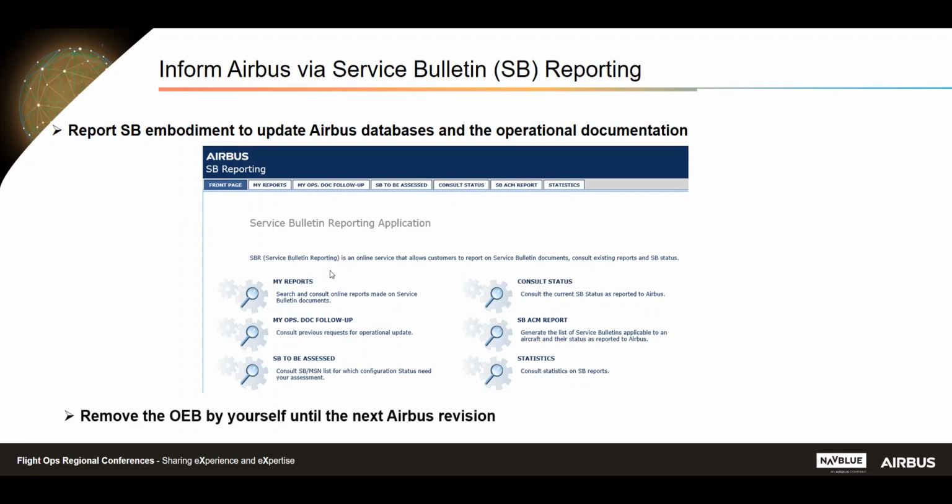Please note that depending on your revision cycle, you may sometimes receive your updated manuals from Airbus a few months later. So remove the OEB by yourself until the next Airbus revision or request an unplanned revision. For example, if you receive your revision every 6 months and the SB is reported 3 months before the next one, you will receive your updated manuals from Airbus 3 months later.